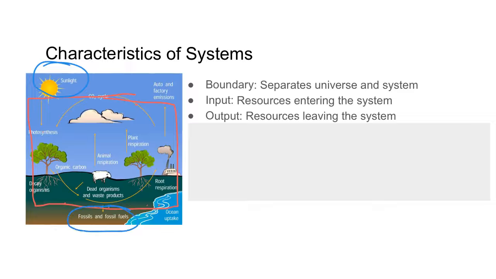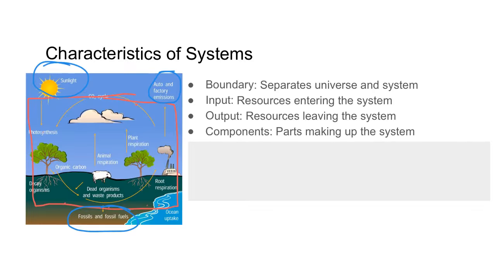Depending on how we draw this system, if we included the atmosphere, auto and factory emissions wouldn't necessarily be an output. If we didn't include the atmosphere, and we're just looking at the parts that contribute to the atmosphere, auto and factory emissions looks like it could be an output of our system. Basically, we're looking at what comes out of our system and what goes into our system, and those are called the input and the output.